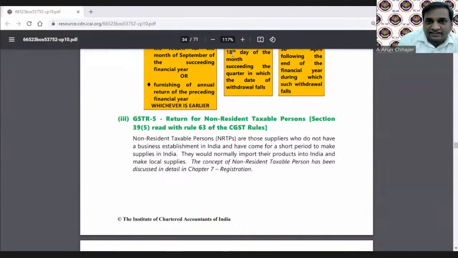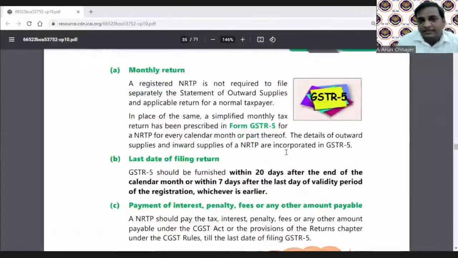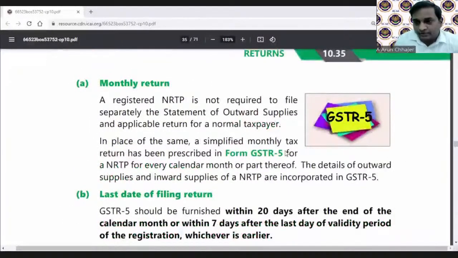What is the GSTR 5? A non-resident taxable person who does not have any fixed establishment in India and comes to India for a short period to make supplies would normally import their product into India and make the local supply. We have discussed this in the registration chapter. If they are coming to India to make taxable supply, they have to take registration, and they can take it under the NRTP, non-resident taxable person, category.